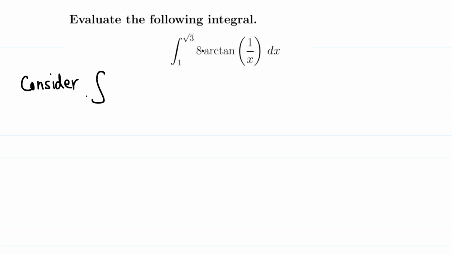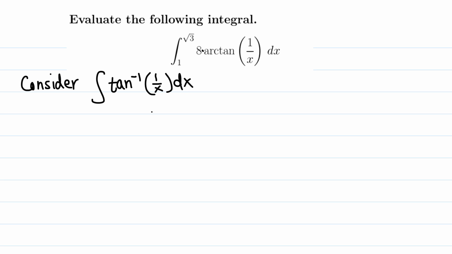Just arctangent, or tangent inverse, of 1 over x. Later we multiply by 8, then take limits from 1 through root 3. So here we have the integral of tangent inverse 1 over x dx.